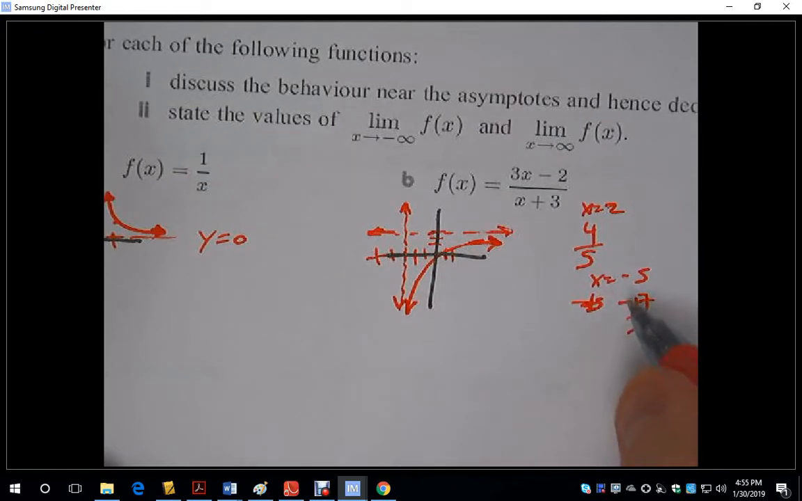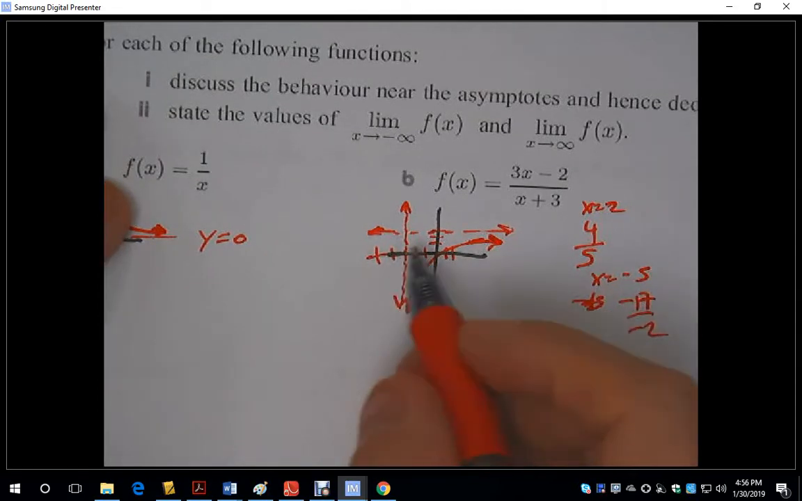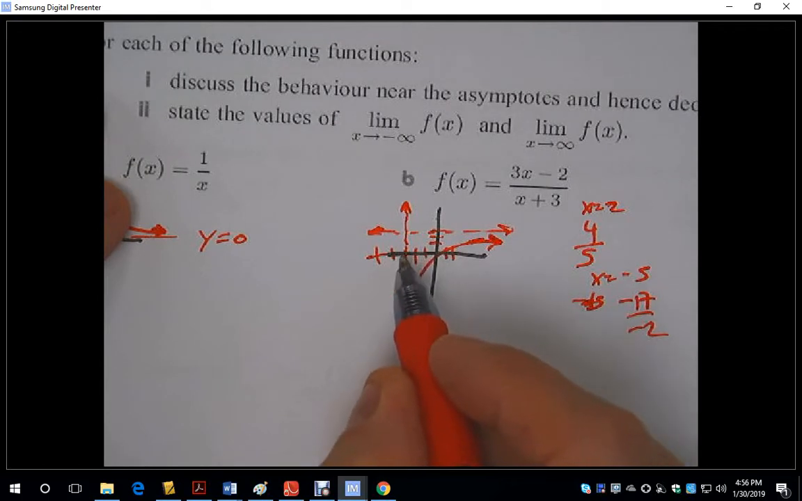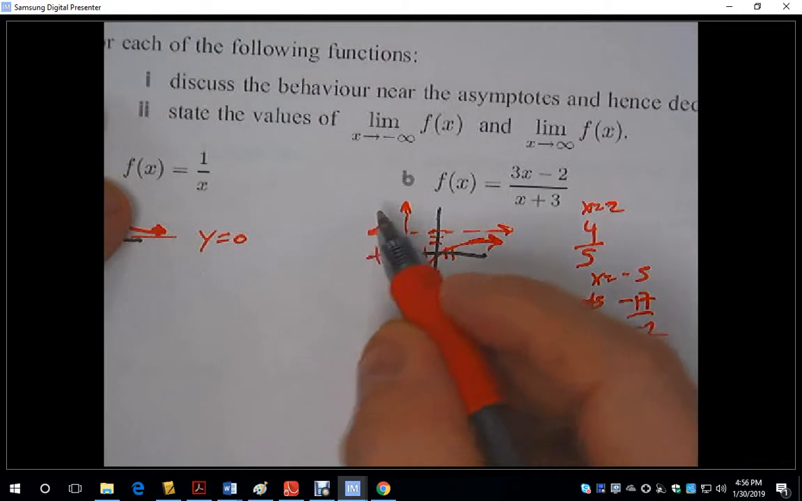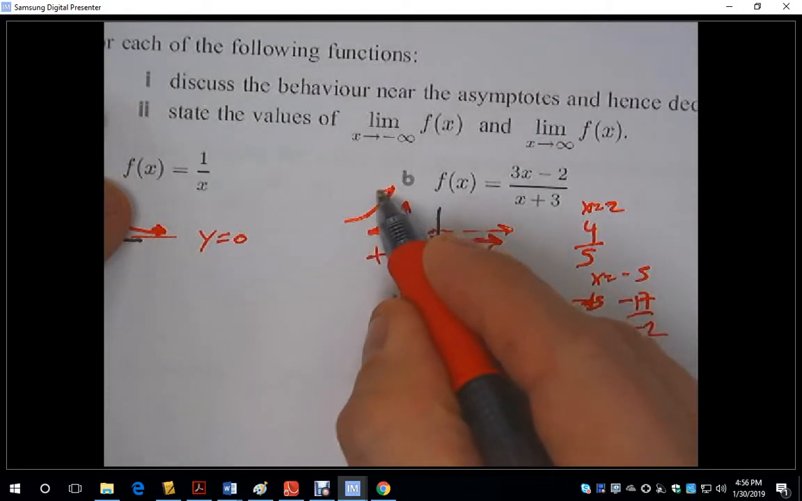And so that's going to give me a positive number, and that positive number is going to be almost 9. It's going to almost be 9. So that's going to be way up. So when x is 1, 2, 3, 4, 5 over here, then my y value is going to be way up here. So we're looking at a graph like this.